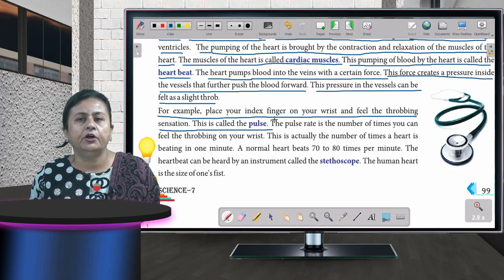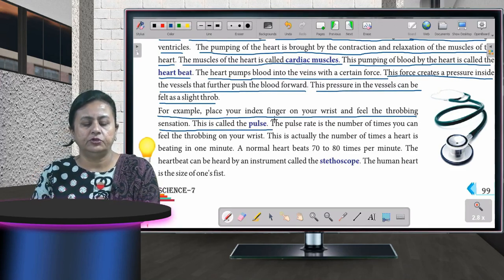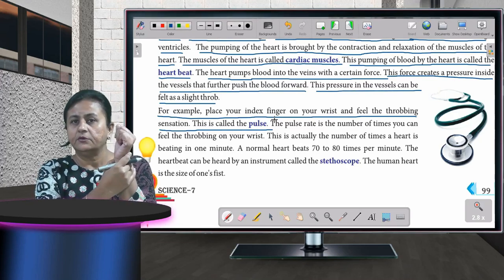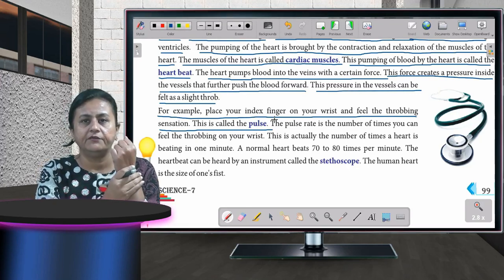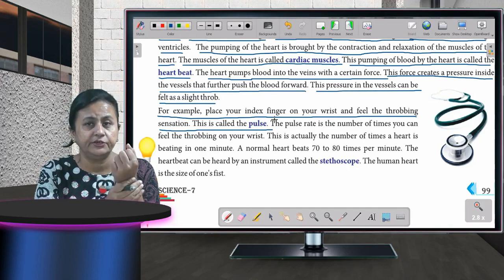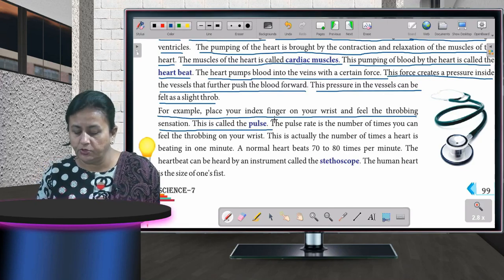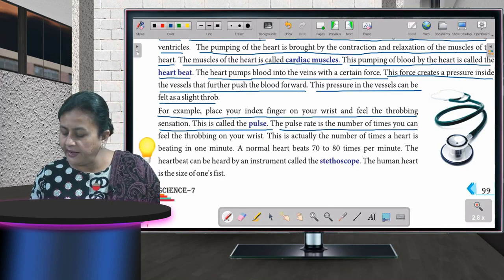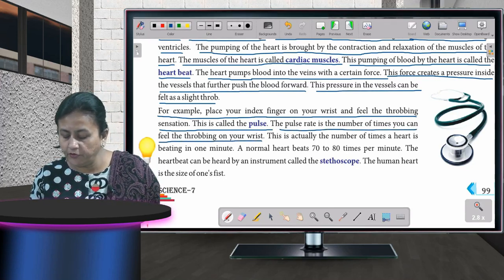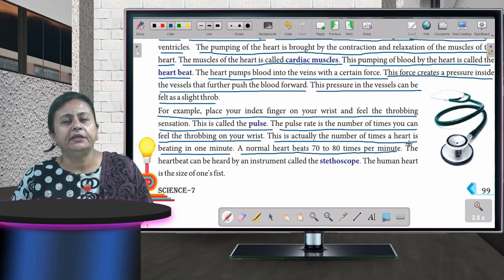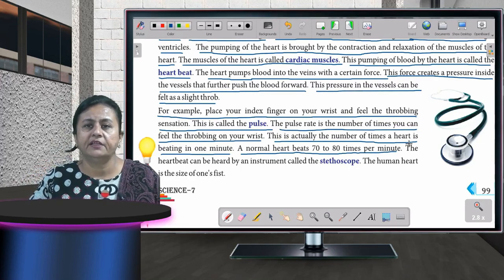When you are not well, you go to the doctor, and what does the doctor do? He holds your hand like this and sees how your heart is working, whether it is working properly, what the beating rate is. That is the pulse rate. He is checking your pulse rate. So the pulse rate is the number of times that you can feel the throbbing on your wrist. This is actually the number of times the heart is beating in 1 minute. A normal heart beats 70 to 80 times per minute. How many times does the heart beat in 1 minute? Normally it beats 70 to 80.